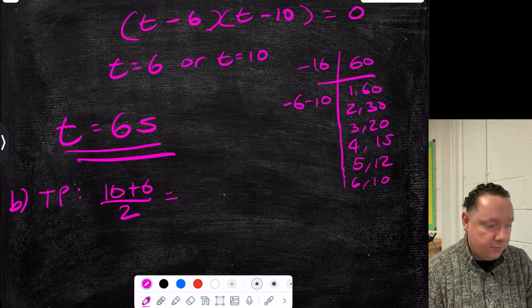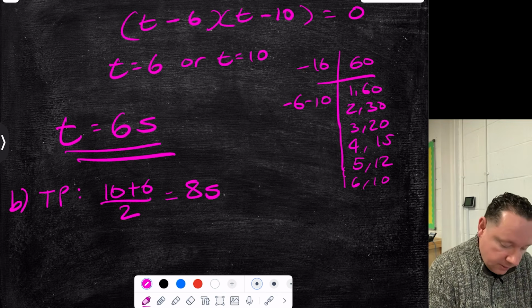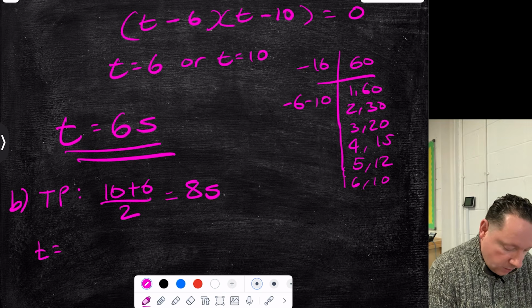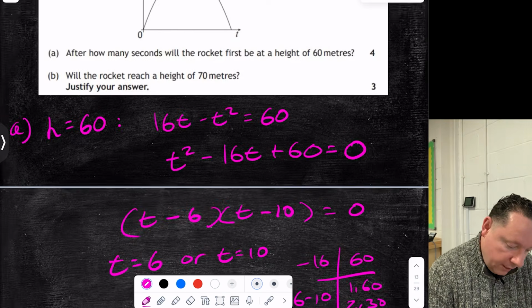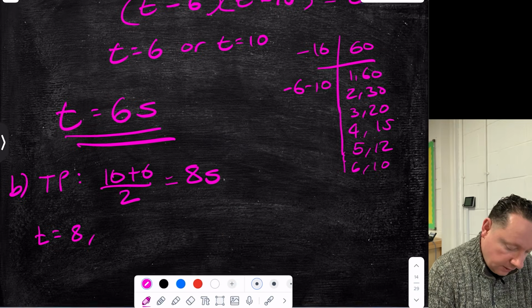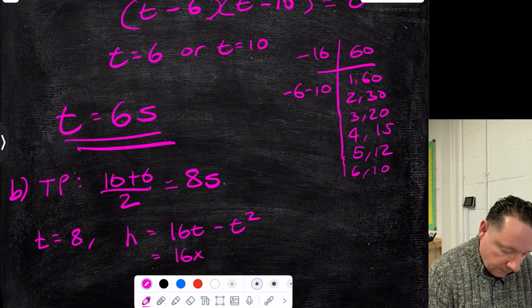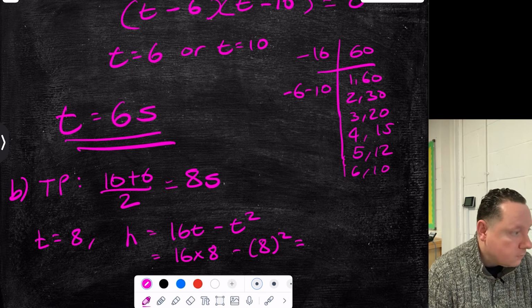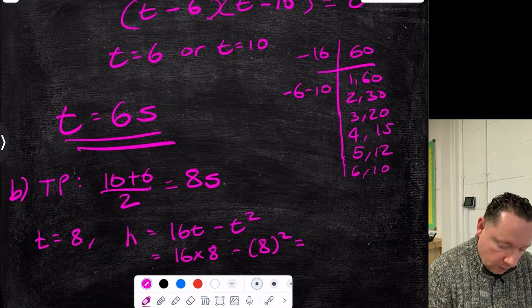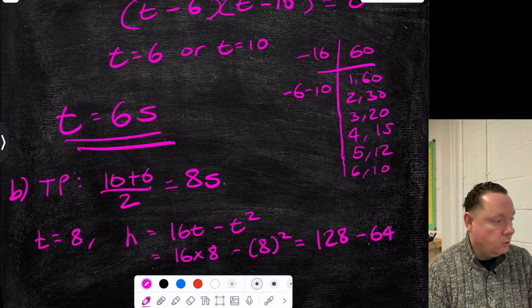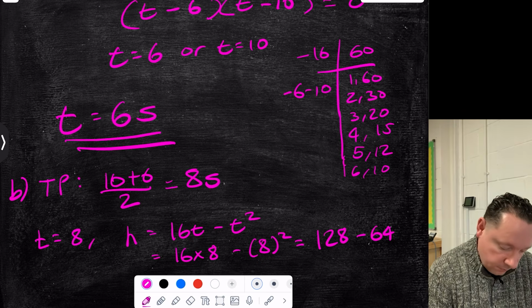10 plus 6 is 16, divided by 2 is 8. So the turning point happens at 8 seconds. So when t equals 8, we have h of t is 16t minus t squared. So when t equals 8, that equals 16 times 8 minus 8 squared. That's 128 minus 64, which equals 64 meters.